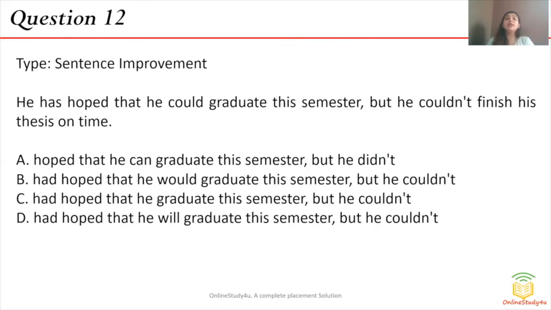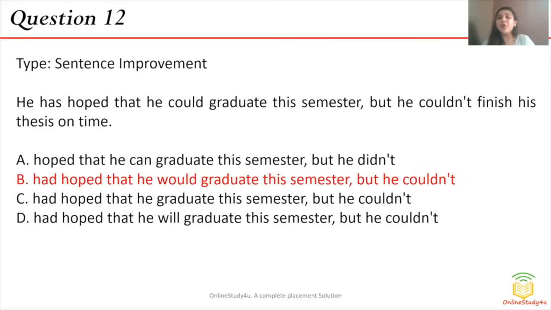He has hoped that he could graduate this semester, but he couldn't finish his thesis on time. Okay. He has hoped that he can graduate this semester, but he didn't. He had hoped that he would graduate this semester, but he couldn't. He had hoped that he graduate this semester, but he couldn't. He had hoped that he will graduate this semester, but he couldn't. Which is the correct answer option?